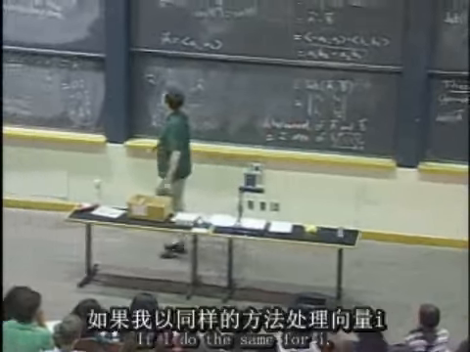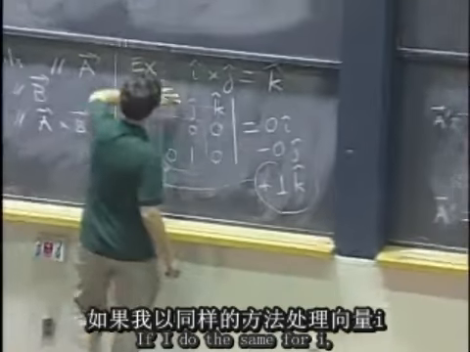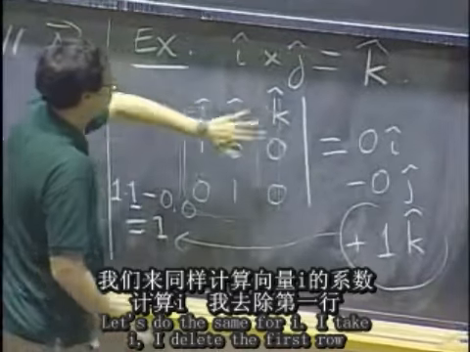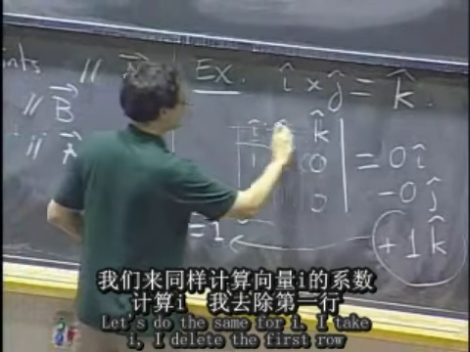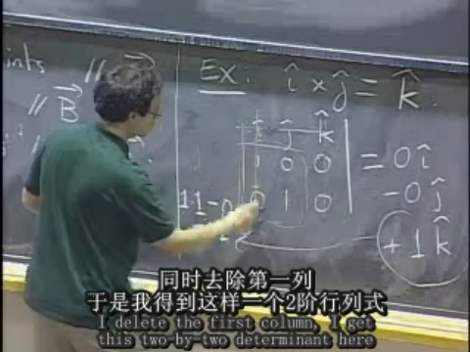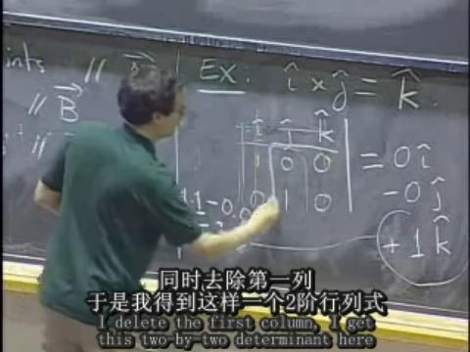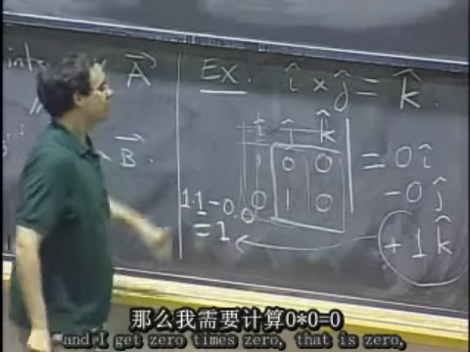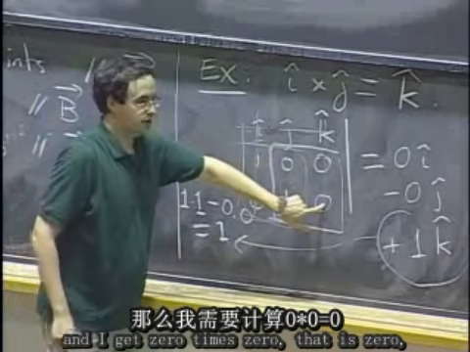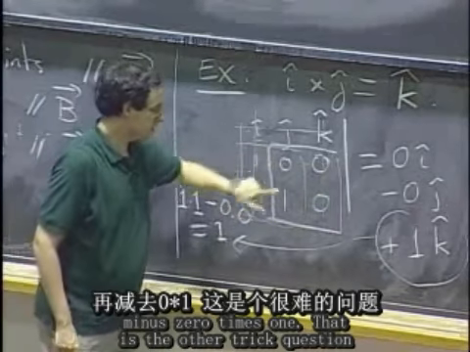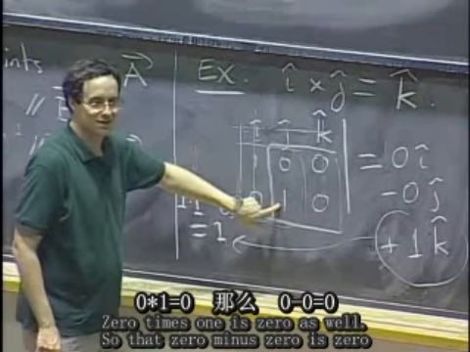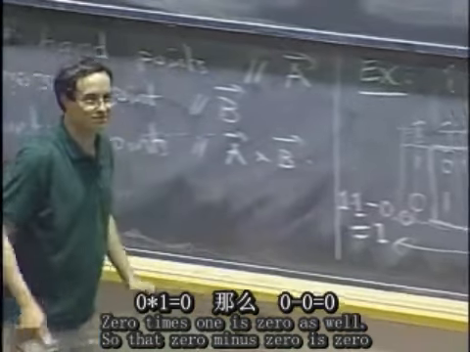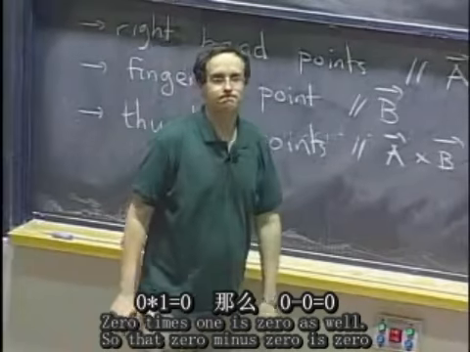Okay, so let's try. If I do the same for I, I think I will also get 0. So let's do the same for I. I delete the first row, I delete the first column, and I get this 2 by 2 determinant here. I get 0 times 0, that's 0, minus 0 times 1, that's the trick question here. 0 times 1 is 0 as well. So that's 0 minus 0 is 0. Okay?